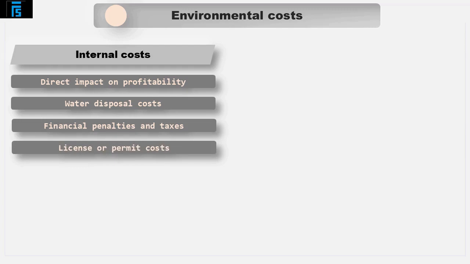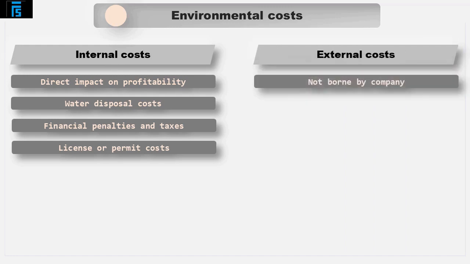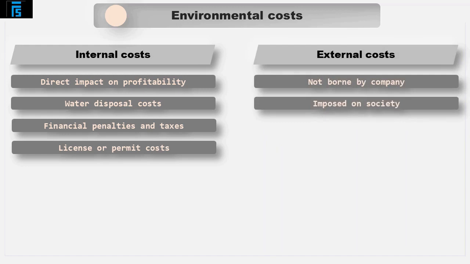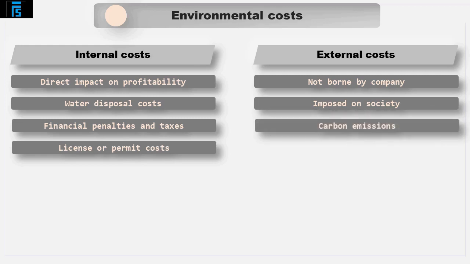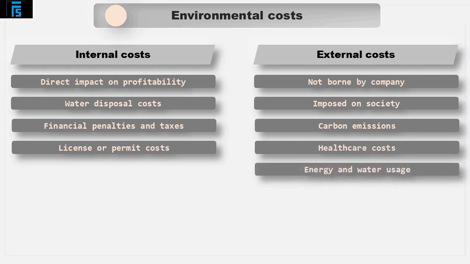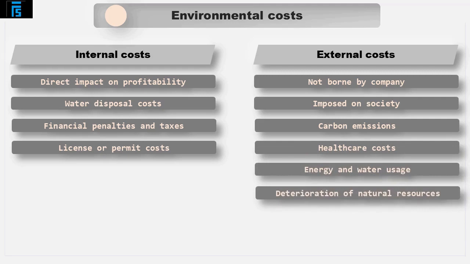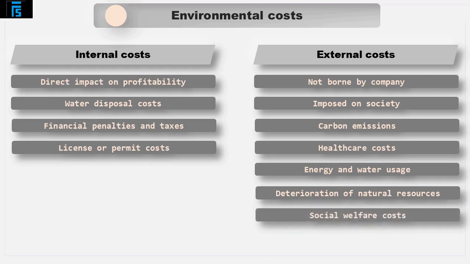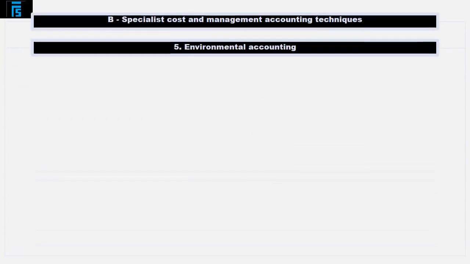Also, external costs. These costs are not borne by the company, which is responsible for their origin, but instead the costs are imposed on society. Examples of such external costs can include carbon emissions, increased healthcare costs, possibly as a result of such carbon emissions, energy and water usage, deterioration of other natural resources such as wildlife or forests, for example, social welfare costs.